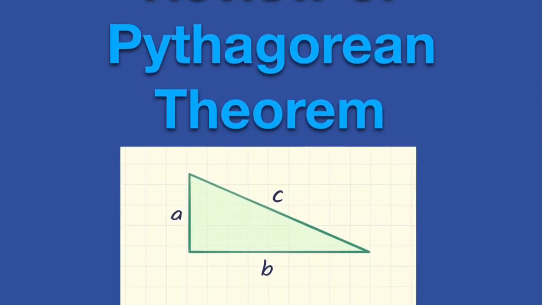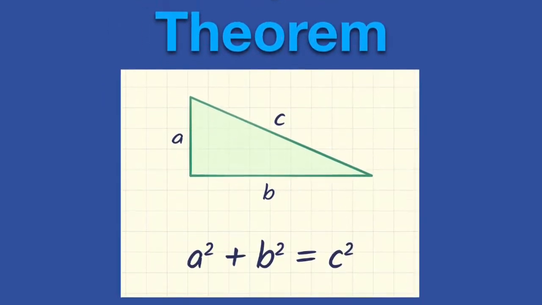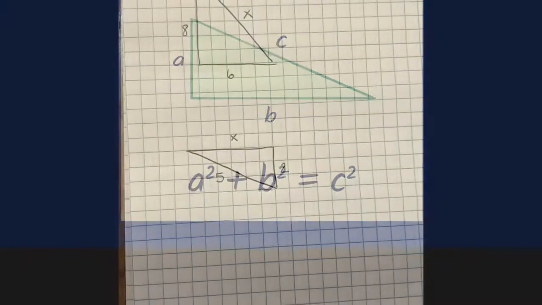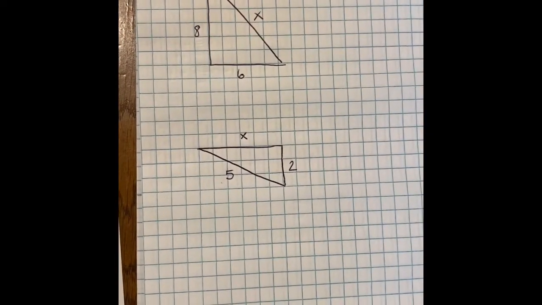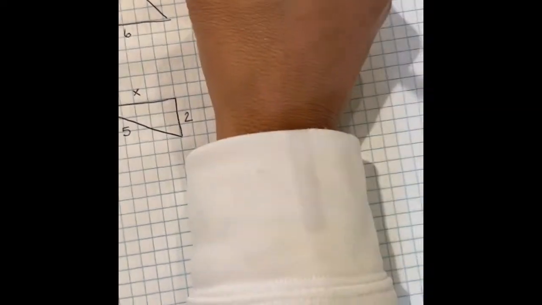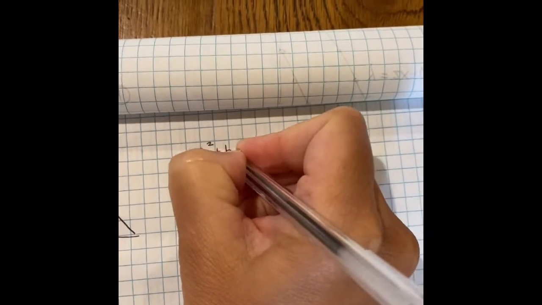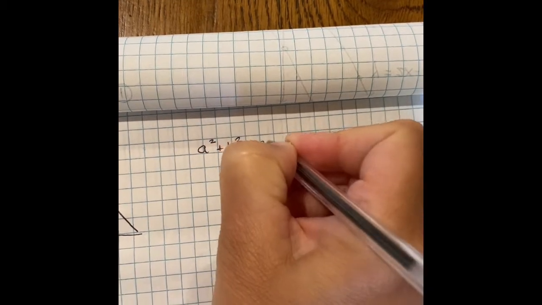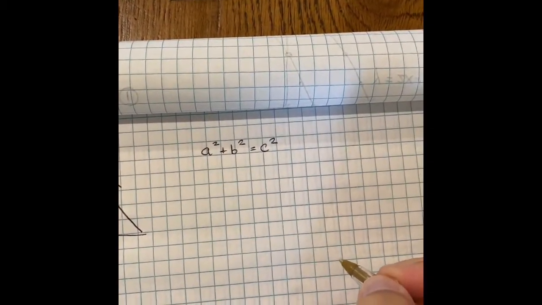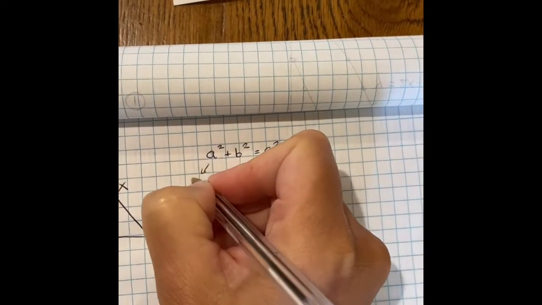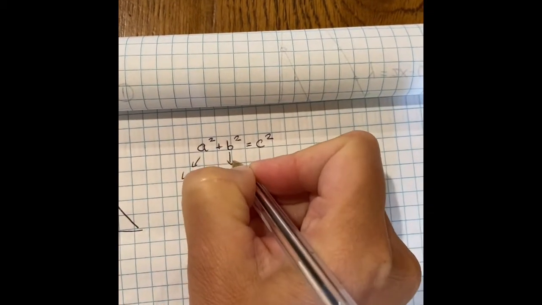In order to do a little bit more with trapezoids, we need to review the Pythagorean theorem. The Pythagorean theorem is a squared plus b squared equals c squared. A and b are both the legs, and c is the hypotenuse, which, if you recall, is the side opposite the right angle.